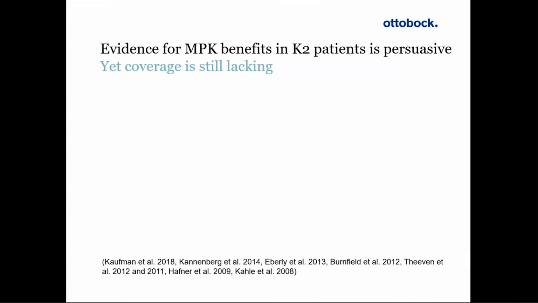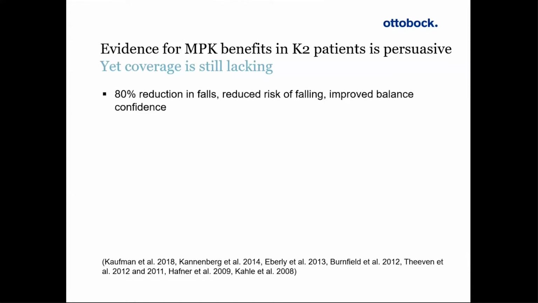But I think when we take a look at the evidence that is available currently, there are a lot of good arguments to think about using microprocessor knees, not only in K3 and K4 patients, but also in K2 patients. Because the studies that have been done in K2 patients have found that use of microprocessor knees can reduce falls by up to 80%. They also improve the risk of falling and the balance confidence and the indicators for the risk of falling.